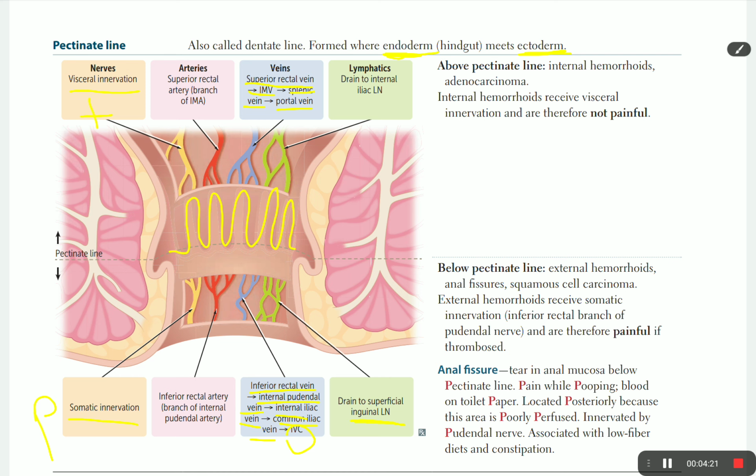Usually located posteriorly because this area is poorly perfused. Innervated by the pudendal nerve, as we said, it is usually below the pectinate line, so it's innervated by the pudendal nerve, so that is why it is painful. Associated with low fiber diet and constipation, as we said before.